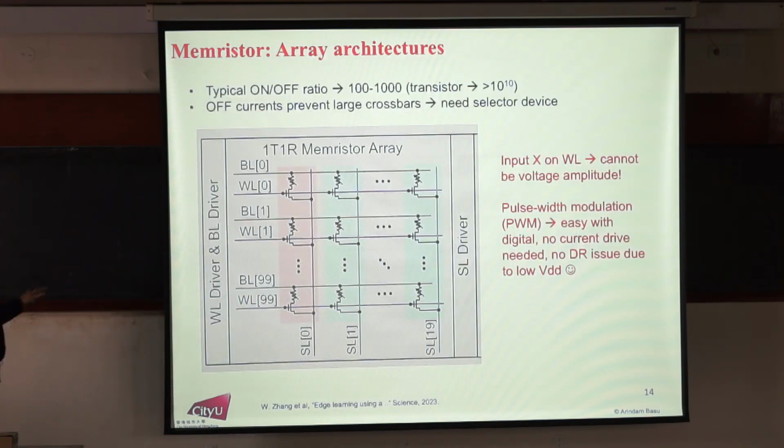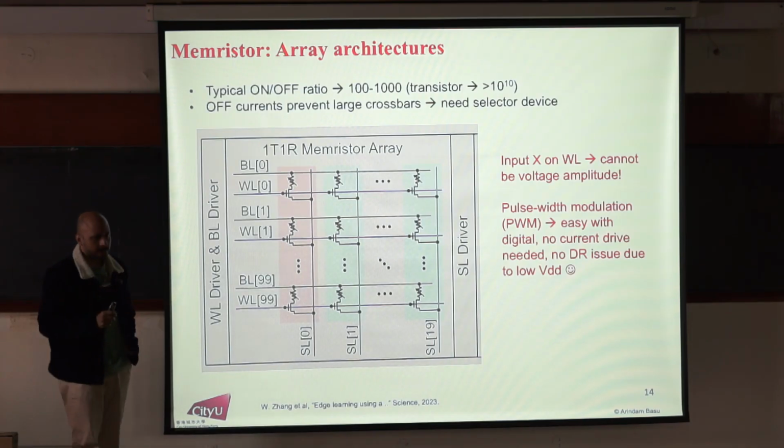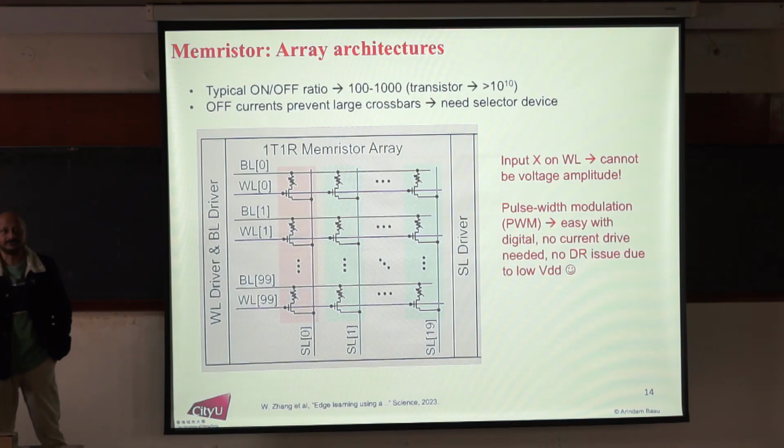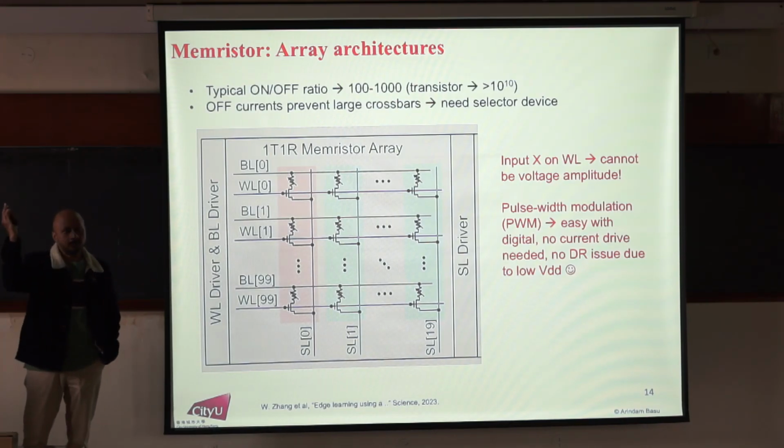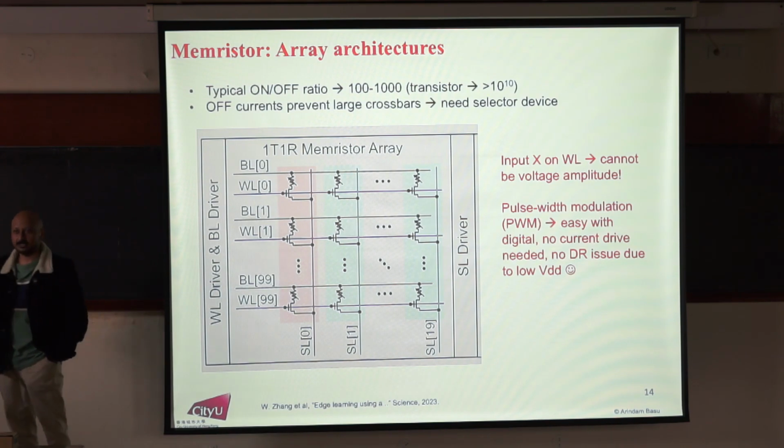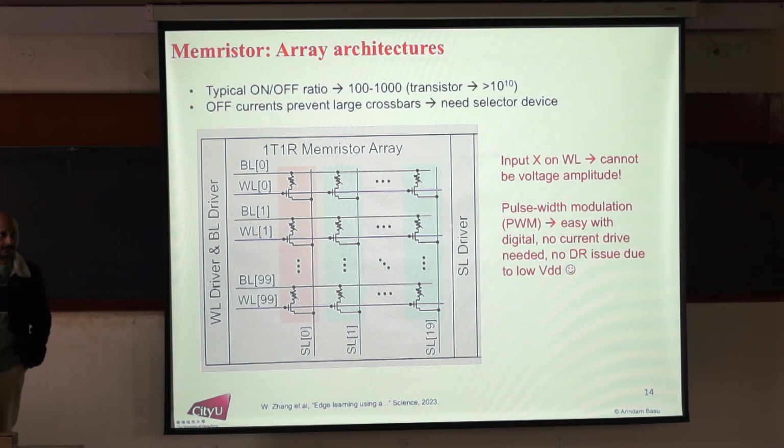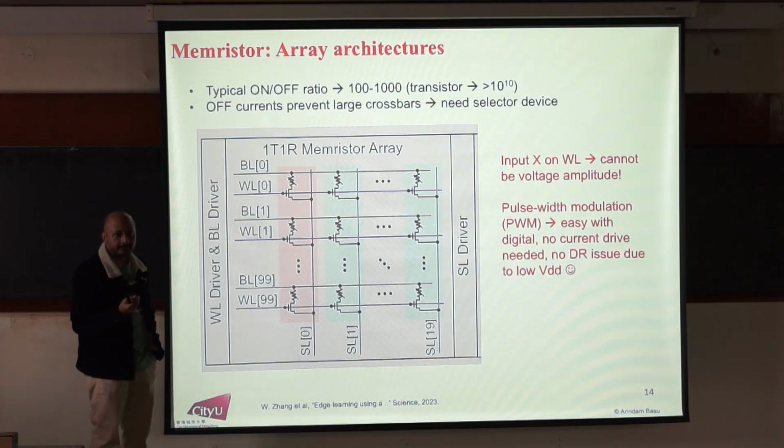Okay, so now going into array architectures. Typically in CMOS, if you have worked with transistors, if you turn a device on, putting VDD on the gate of an NMOS, and put 0 on the gate of an NMOS to turn it off, the ratio of currents is very big. I on to I off is like 10 to the power 10. These devices, 100 to 1000. Not a big ratio of on to off. What does that mean? If the ratio of on to off is only 100, think about it.